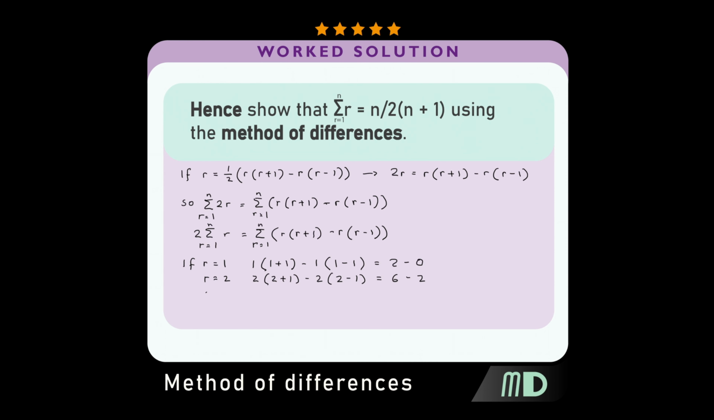When r is equal to 3, 3 multiplied by 3 plus 1 minus 3 multiplied by 3 minus 1 is equal to 12 minus 6. And finishing, when r is equal to n, we get n multiplied by n plus 1 minus n multiplied by n minus 1.